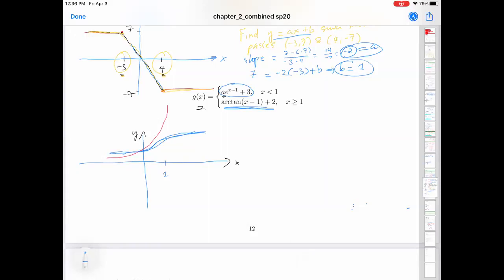All right, so when x equals 1, again, 1 is the point where we want to pay attention, because it's the point that connects the two functions together. And in order for this function g of x to be continuous everywhere, this graph here, the red one, has to connect to the blue graph at some point when x equals 1. So we need to find a value of a such that these two graphs connect at this point.